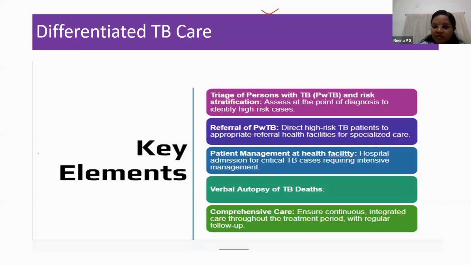And if at all the patient's death occurs, you have to do a social autopsy also. That means it's not a simple death audit. You have to look into the social factors that have led to the TB death. Maybe it's a delayed diagnosis, or there are some other socioeconomic factors that have contributed. All those factors have to be checked while doing the death audit.